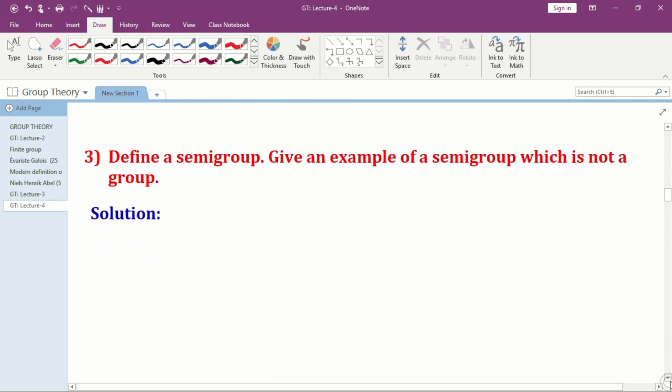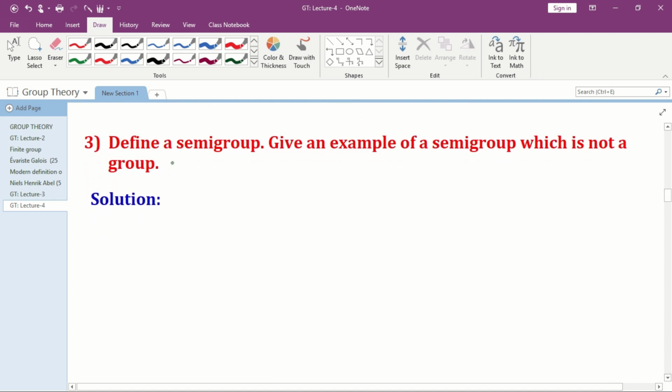Next question is, define a semigroup. Give an example of a semigroup which is not a group. We have defined G is a group under the operation star if it satisfies four laws. Semigroup means it must satisfy half of these, that is only two laws. So what are those two laws? The first one is closure law and the second one is associative law.